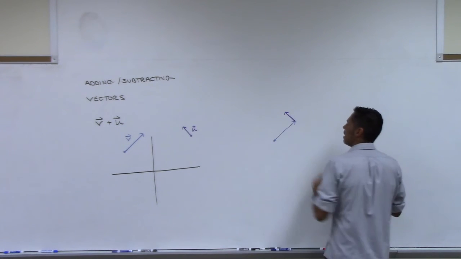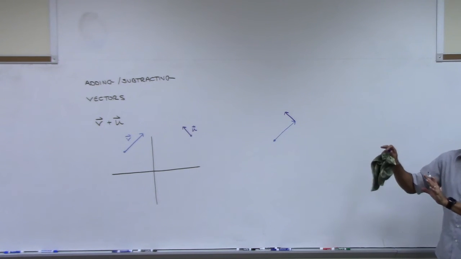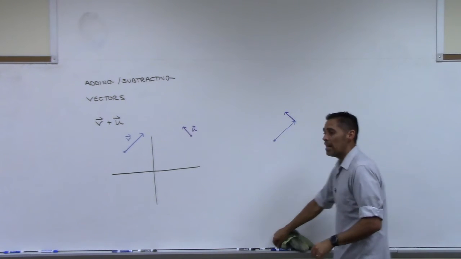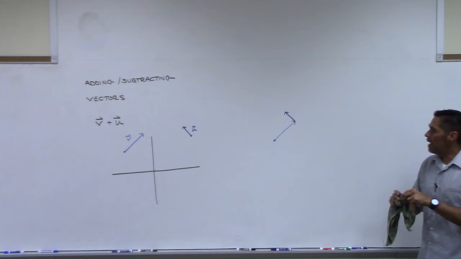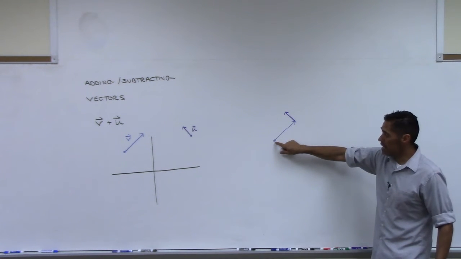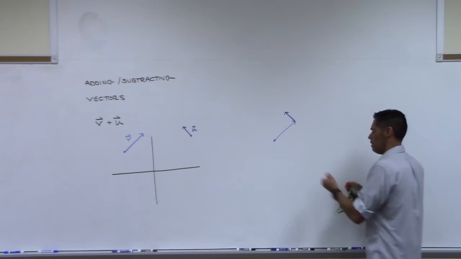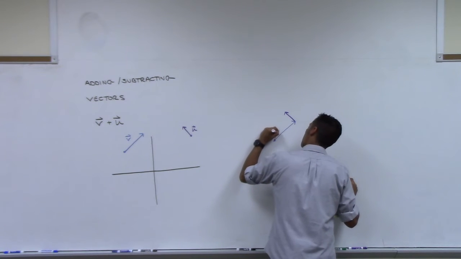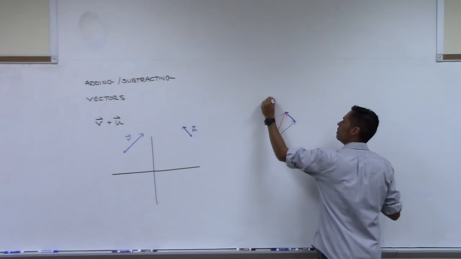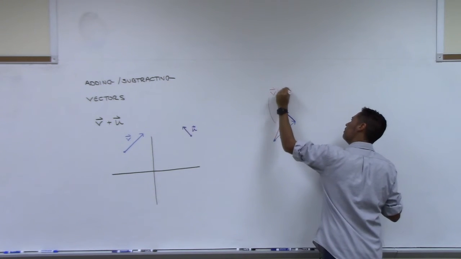And again, it doesn't really matter where they are anymore, right? Because they could both be moved around. That's the picture we would have, right? Now what we do is we draw a new vector, and that new vector is going to go from the tail of v to the tip of u. So that vector, I'll do it in red. This vector right here is the vector v plus u.